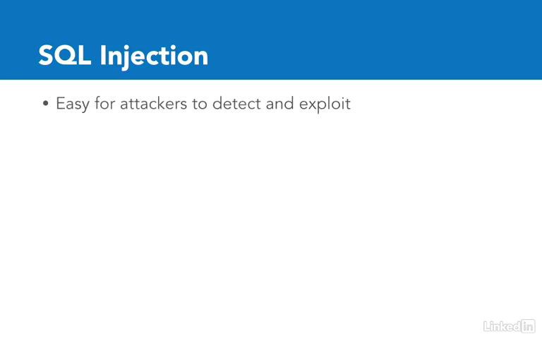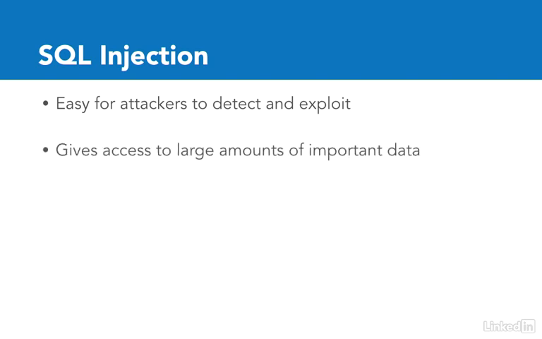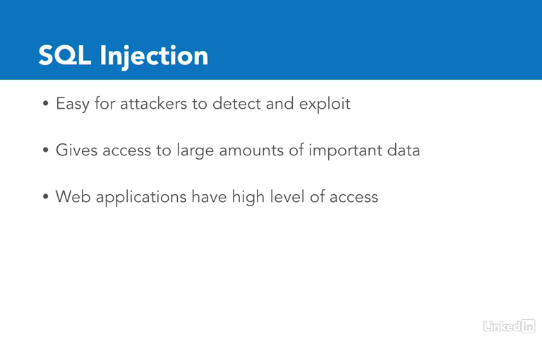Why? Well, for one thing, it's easy for attackers to detect it and to exploit it. Our public website has public-facing pages, and it's constantly getting data from users to give them back customized information. And it gives access to large amounts of important data if they're able to hack it. So there's lots of stuff stored in the database. We rely on those and just keep cramming more and more data in them. That's a treasure trove for hackers. And we typically grant our web applications a high level of access to that database data.